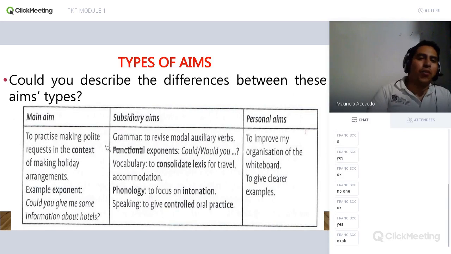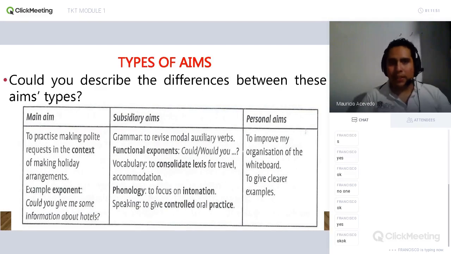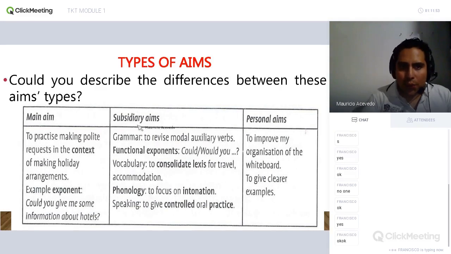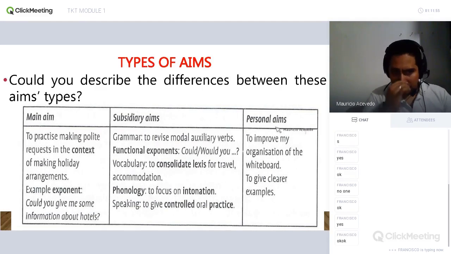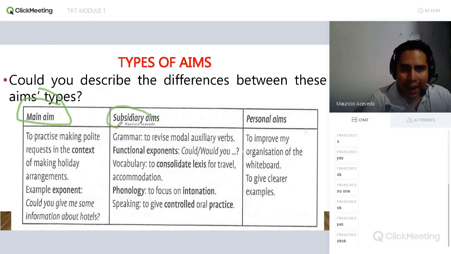Now I have a question for you, Francisco. Could you please describe the differences between these aims types? Here we have, Francisco, three aims types. We have in part one main aim. We have in part two subsidiary aim and personal aim. And here we have the description of each main aim.